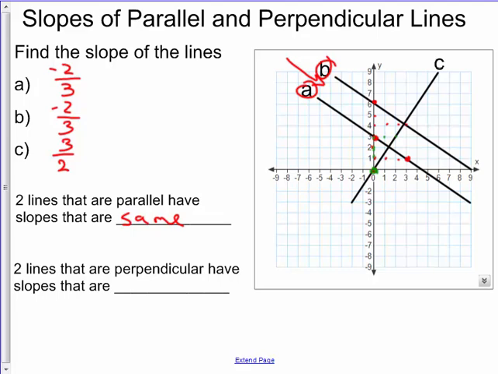If we look at them, they're opposites, meaning one is positive and one is negative, and they are flipped. And remember, flipped is a reciprocal. So we say they are opposite reciprocals. We take the opposite, so if it's positive, it becomes negative. If it's negative, it becomes positive, and then we flip it. It's a reciprocal. So the reciprocal of negative 2/3 is 3/2. If I have a number like 5, then the reciprocal of 5 would be 1/5. I would flip it.